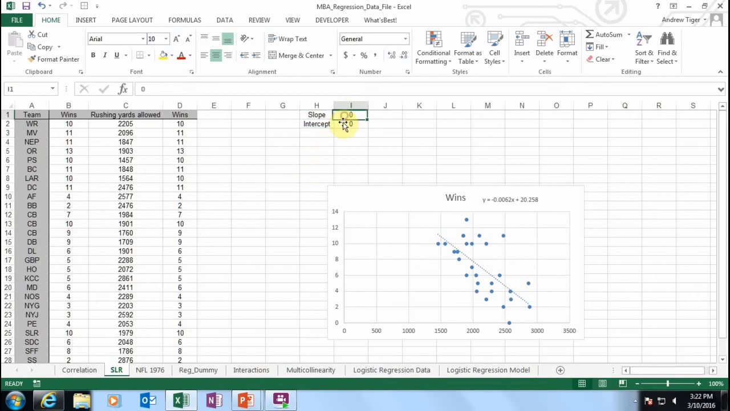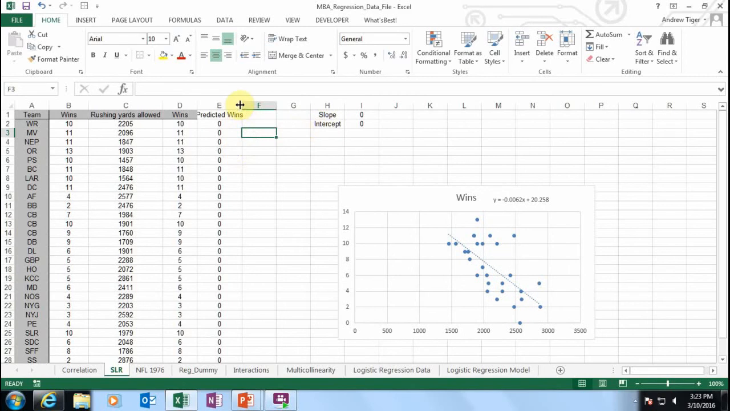But if that's my slope and intercept, and these are the wins, what really happened, this is what my predicted wins would be based on using this slope and intercept. I would take my slope multiplied by my x value plus my intercept. And I'm going to copy this formula down, so I'm going to put some $ signs around my slope and intercept, copy it down.